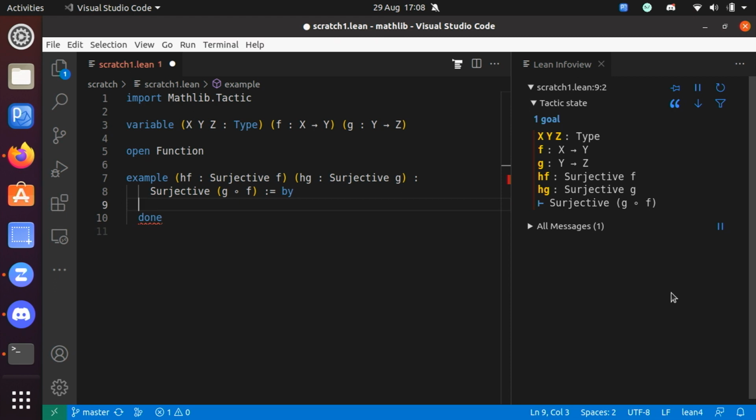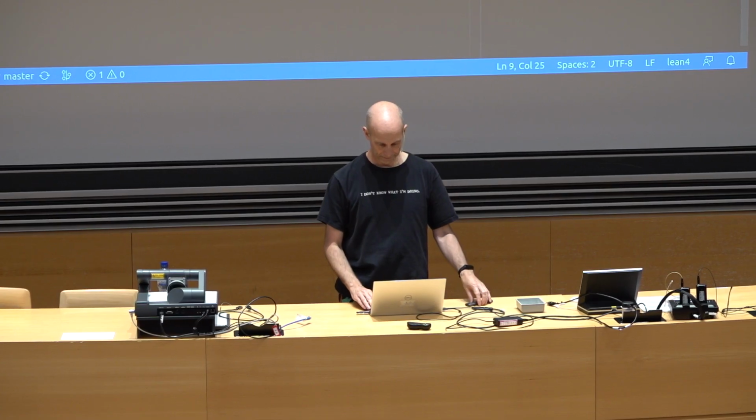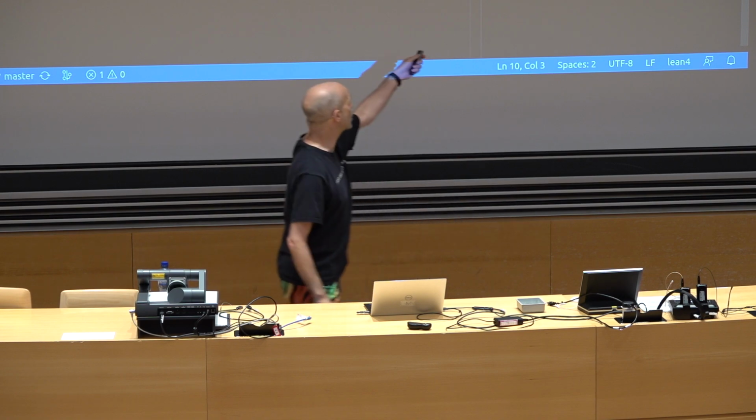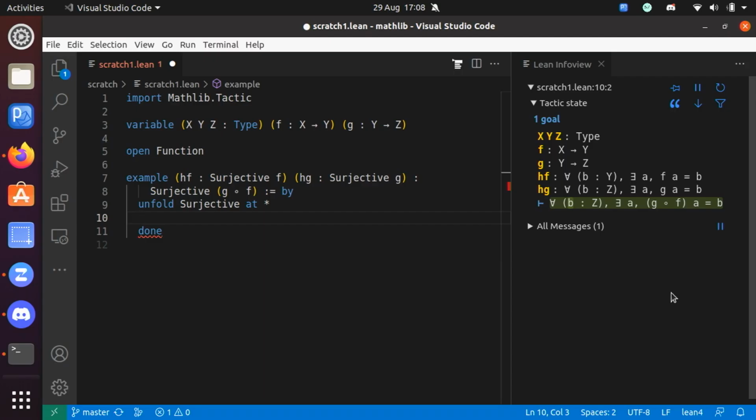So I guess the first thing we need to do is work out what being surjective means. So we could perhaps unfold surjective everywhere. And then, you've seen the brain change, right? That's a line in a programming language, and now the computer thinks something different. The computer doesn't think that f is surjective, it thinks that for all b there exists an a such that f of a is b. And similarly, it thinks that for all b there exists an a such that g of a is b.